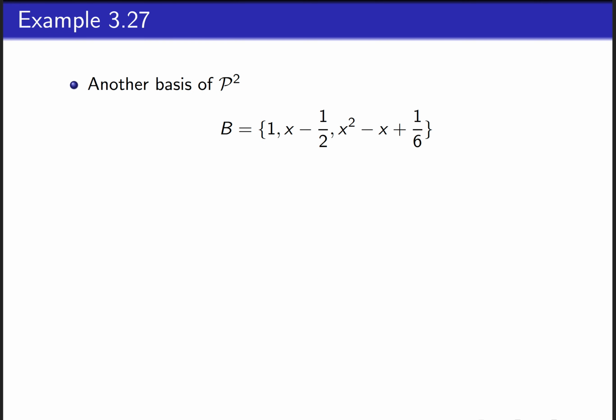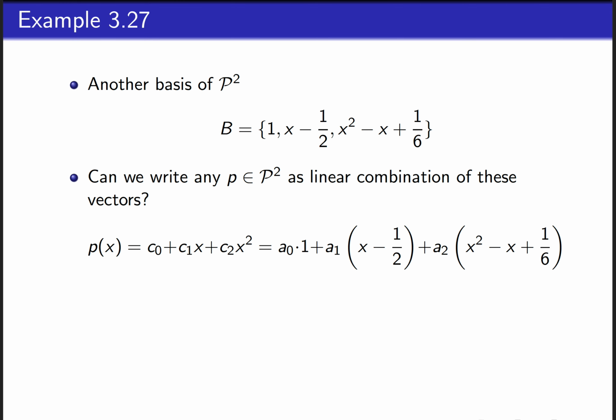As a final example, we're going to look at example 3.27 from the book. This is a different basis for P2 that looks more complicated but has a very useful property that we'll discuss in the next video. It's given by these three polynomials here. We show that any polynomial p in P2 can be written uniquely as a linear combination of these three polynomials.